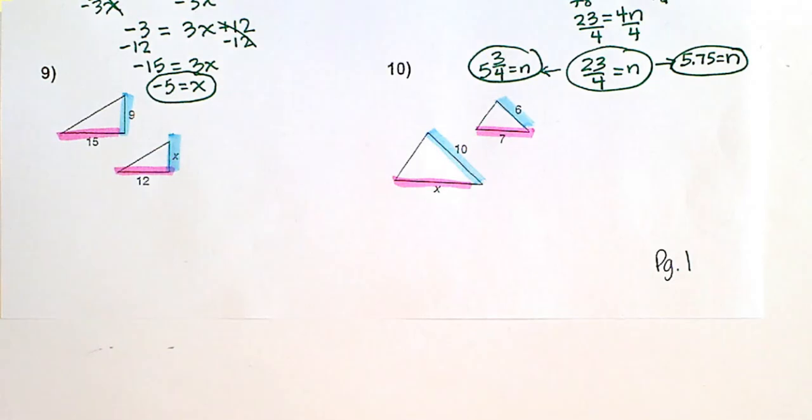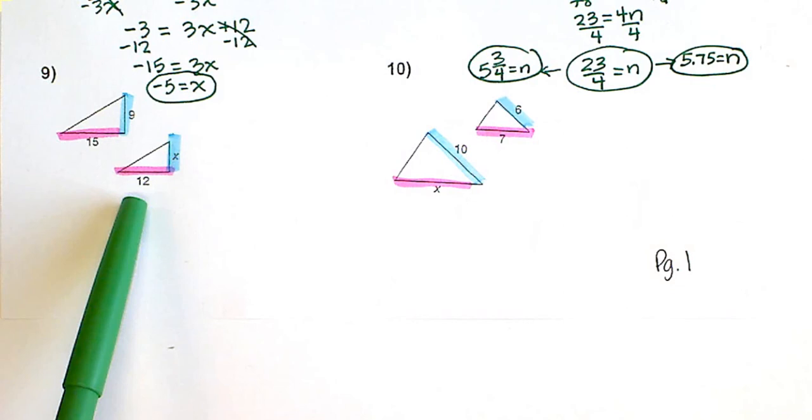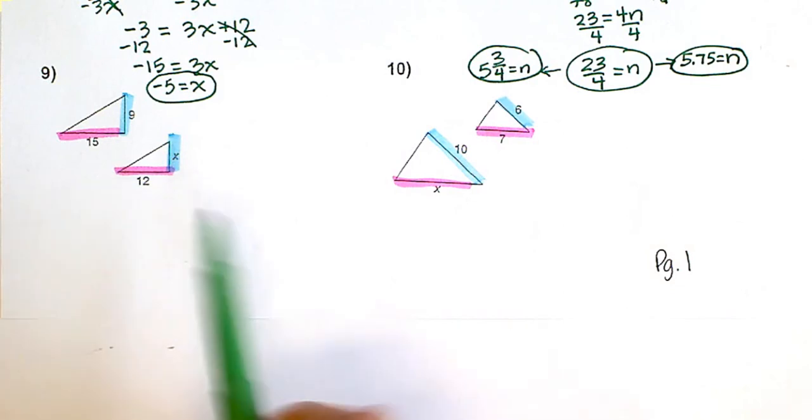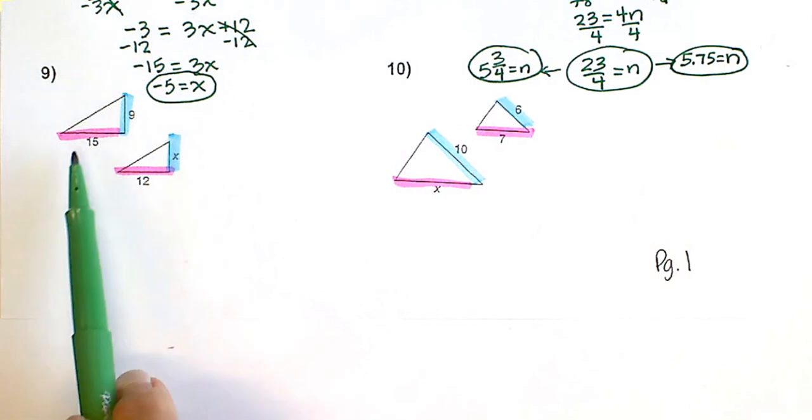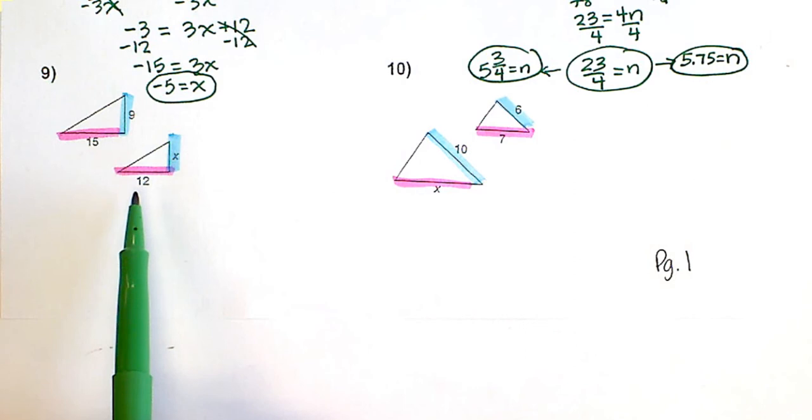Now let's take a look at question 9 and 10, where we have two similar figures and we are going to use cross products to find the missing value. I have already highlighted the figures as shown in the video, and if you need to pause to get your highlighters, go ahead and do that. But I know that the side on the big triangle, 15, corresponds with the side 12 on the small triangle.